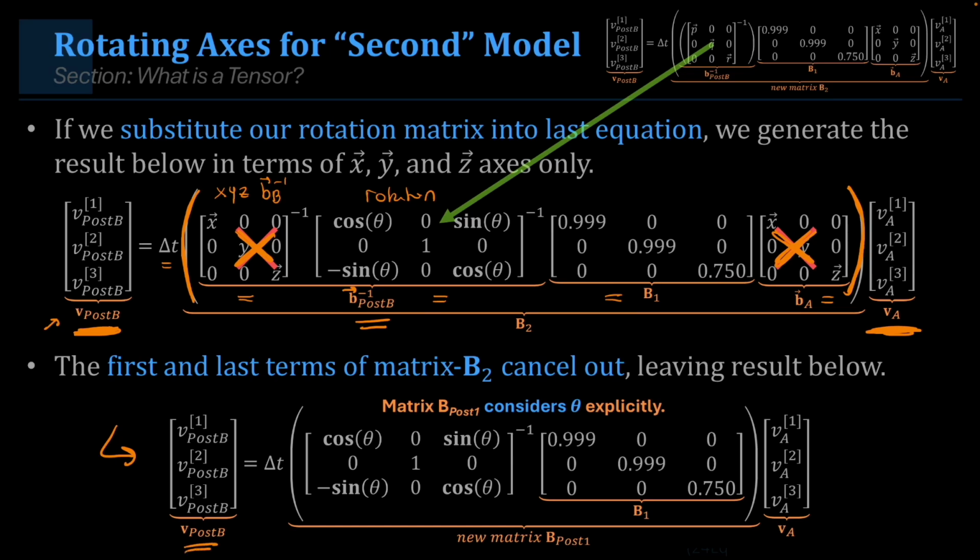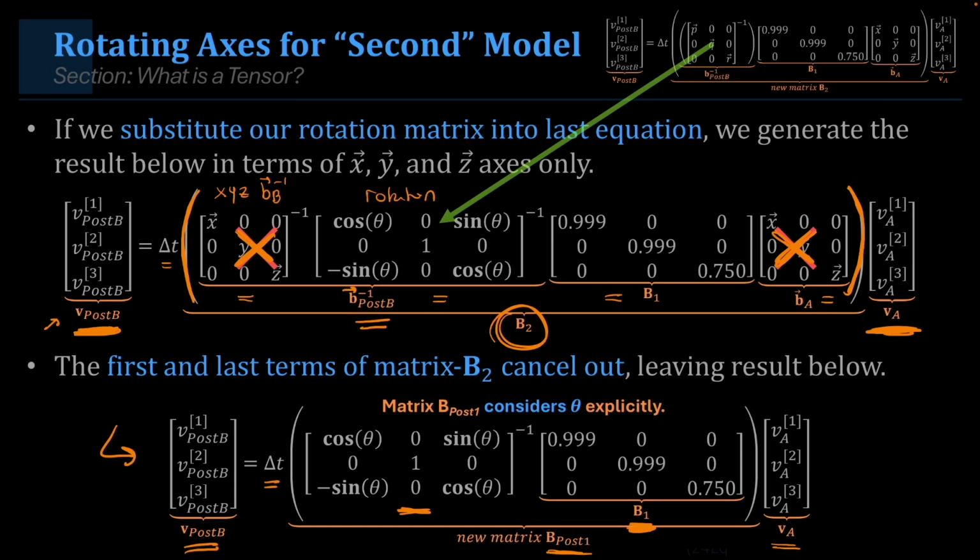So now we have the VB, the post-update velocities, in terms of whatever perspective the observer has. We can define that in terms of the original VA. And there's only two, well, there's three elements we have to worry about, right? We still have the length of the time step. We still have the original map right here. And now we can implement the rotation. So we call this matrix B post one, which I guess is the same as B2. I guess I gave them two similar names, but that's fine.